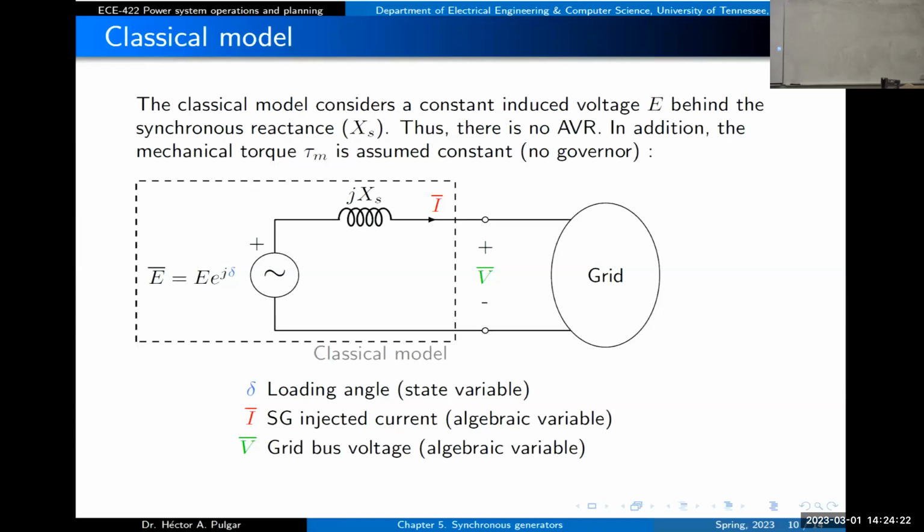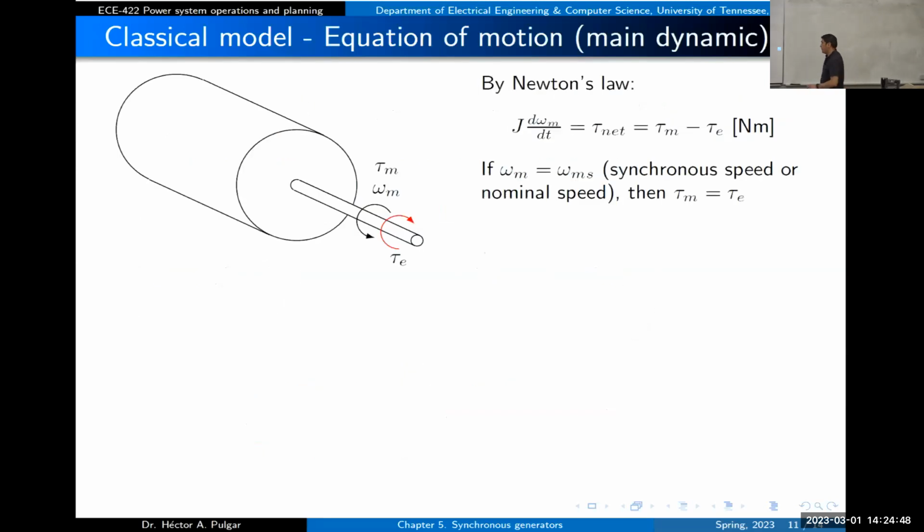You see an inductor here, you see a reactance related to the machine, and even the grid might have some inductive behavior, but our assumption is that the energy stored in those components is zero. So the variables can change instantaneously. So current and voltage can change instantaneously. So that's the initial description of the classical model.